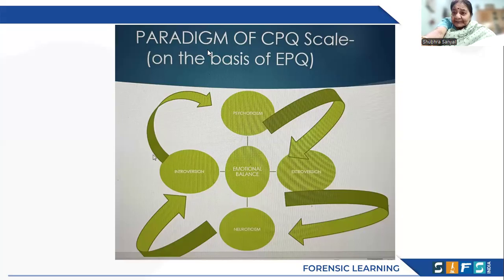Now, this scale is, of course, the basis of that questionnaire, which is known as the CPQ questionnaire, the Criminal Propensity Questionnaire Scale, on the basis of the EPQ scale. The scale is not here. This is a paradigm which shows where the individual lies.